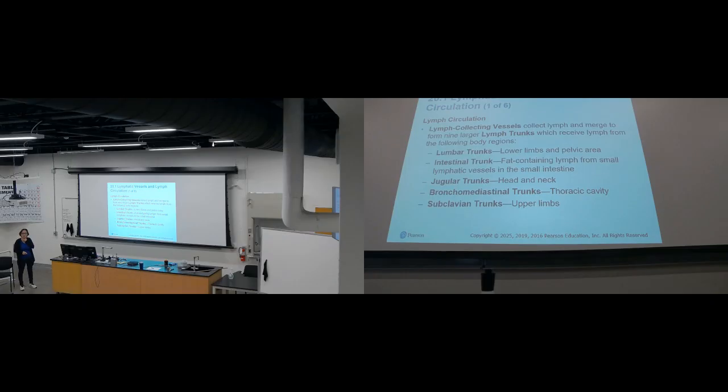Jugular trunks, we have them here in the neck, next to the jugular vein, and they receive the lymph from the head and neck. And then bronchomediastinal: broncho for the bronchi, the airways inside our lungs, and mediastinal for the mediastinum. So these pick up the lymph from the thoracic cavity. And then subclavian trunks are located under the clavicles. They pick up the lymph from the upper limbs.